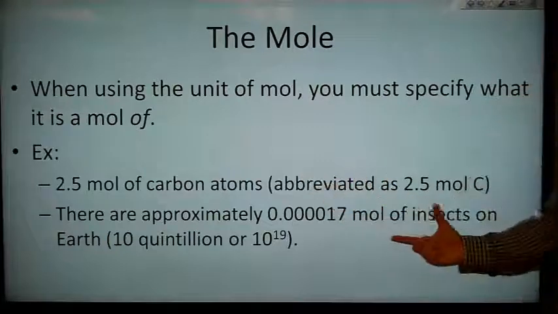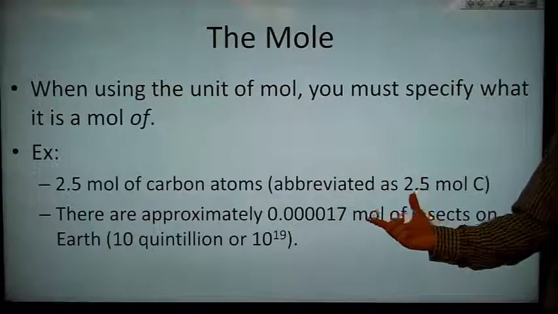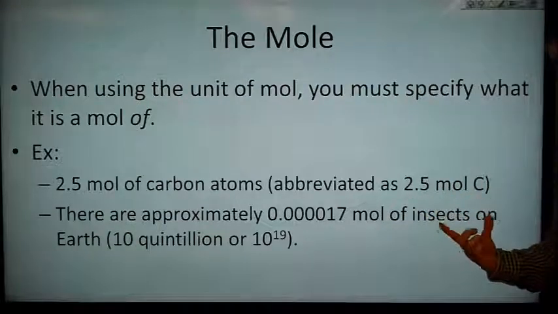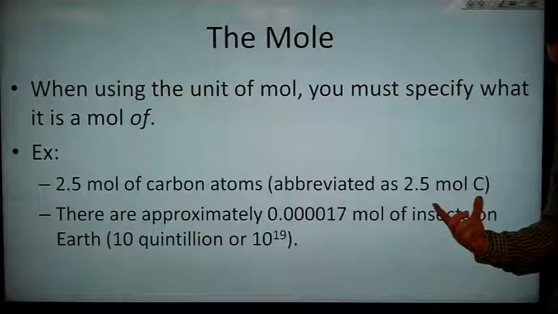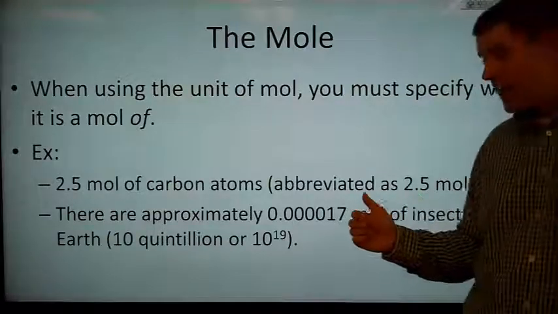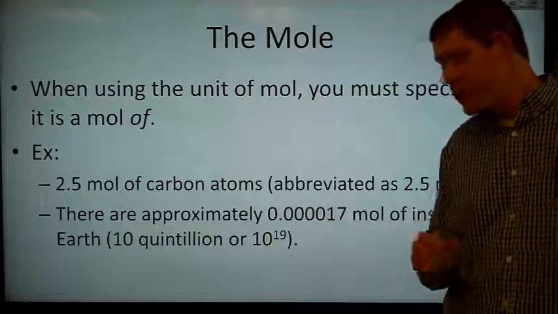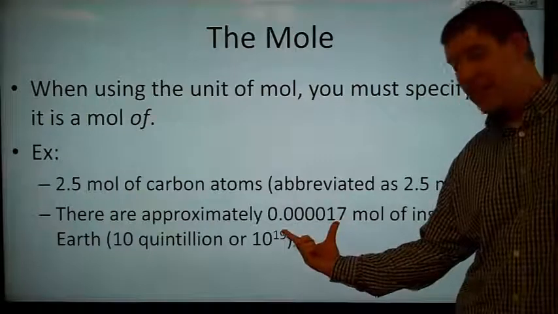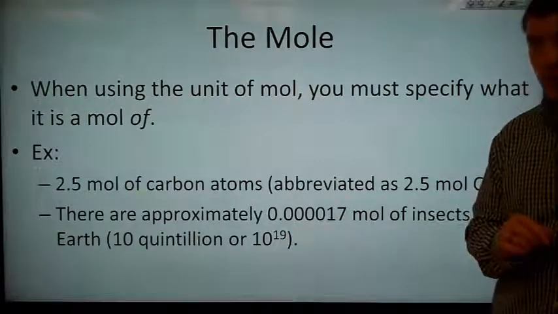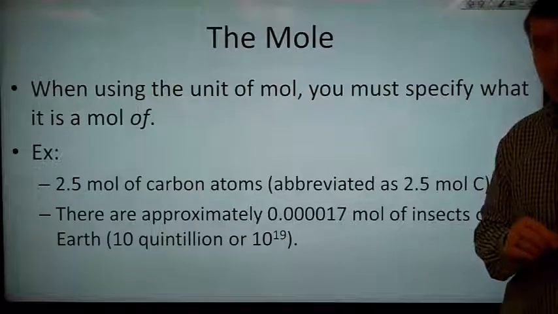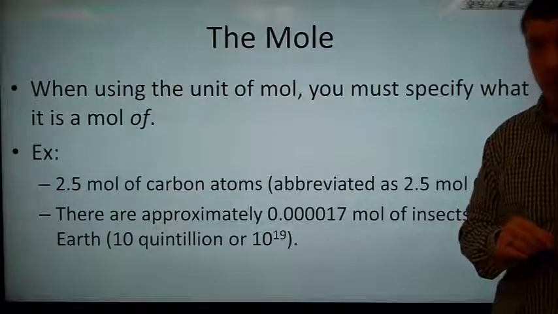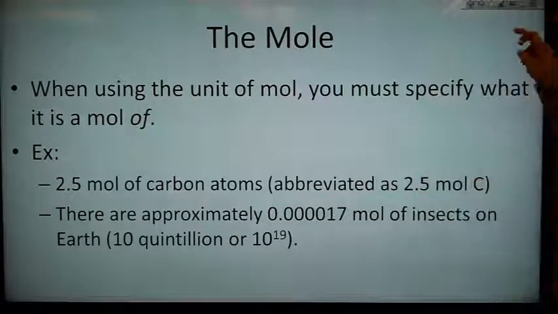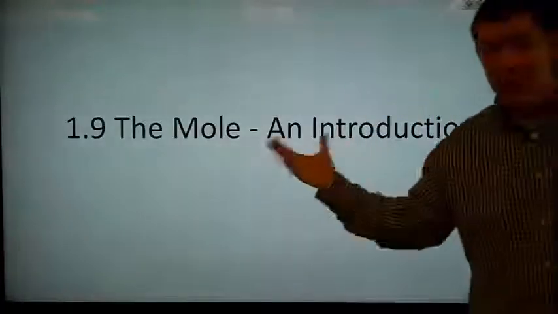So there are approximately 0.0000017 moles of insects on Earth. That's 10 to the 19 insects, or thereabouts, which is 10 quintillion. But that's far, far less than 1 mole. We don't have a mole's worth of insects on Earth, and there are a lot of insects on Earth. So, a mole is really, really big. That's a very, very large number. So, that was an introduction to the mole.